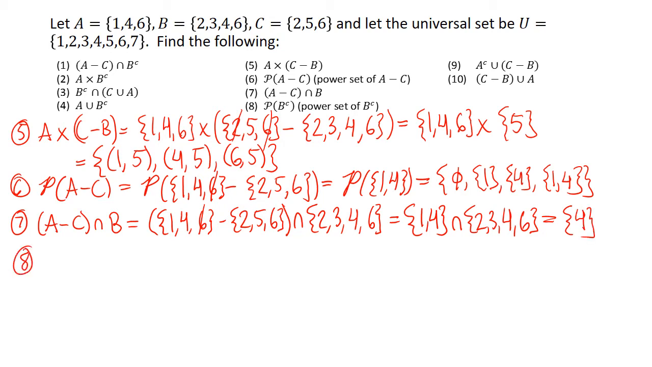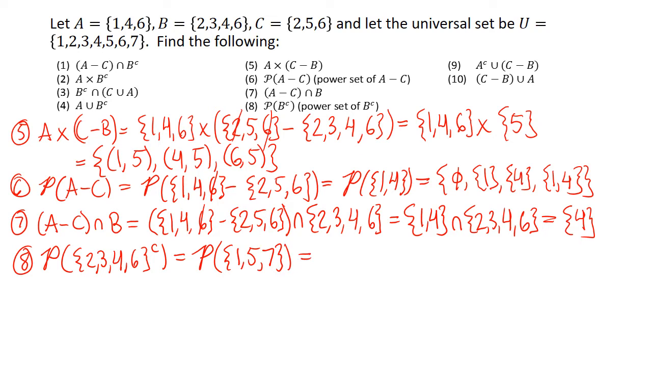Okay, number 8. So we're doing the power set of B complement. So B complement is going to be 2, 3, 4, 6 complement. Okay, so the complement of that, I'm doing typos all over the place. Okay, so the complement of B is everything in the universal set that is not in B. So that's 1, 5, and 7. Okay, so now I'm doing the power set of 1, 5, 7, so that is the set of all subsets. So the smallest subset would be the empty set, and then the next smallest would be each element by itself.